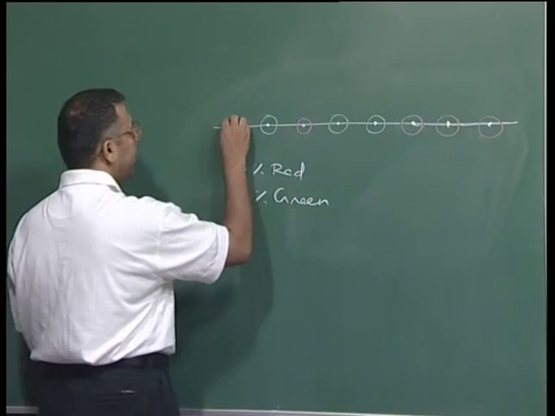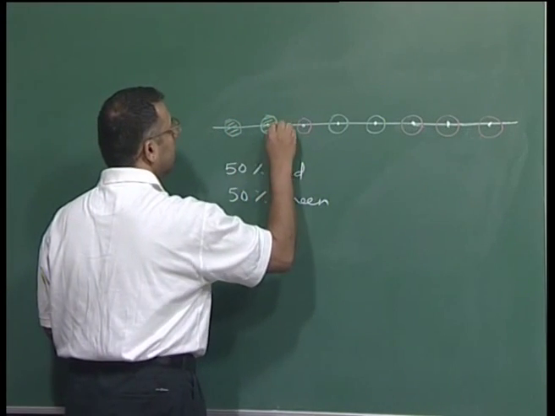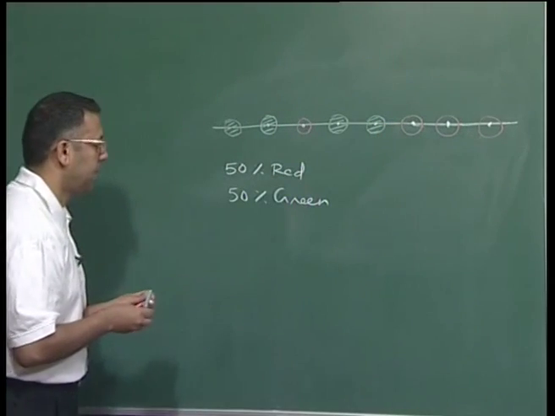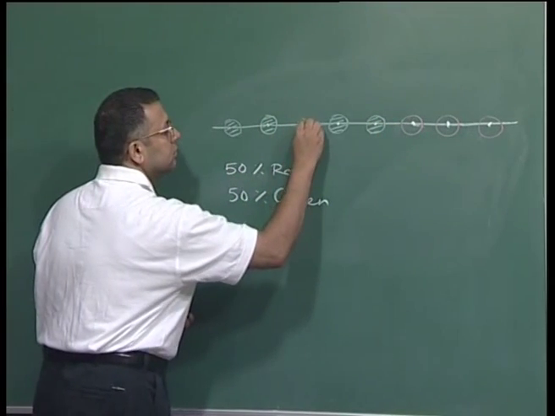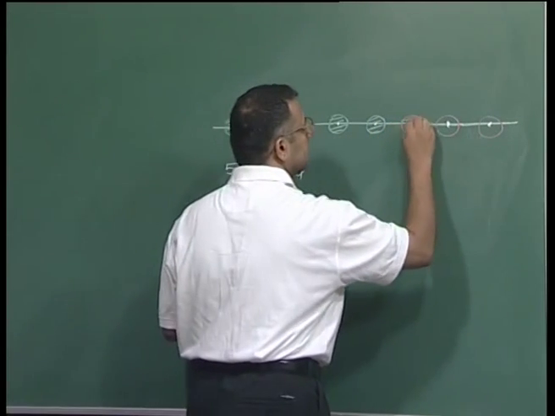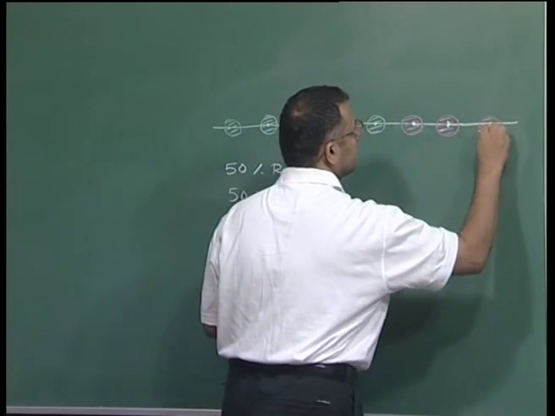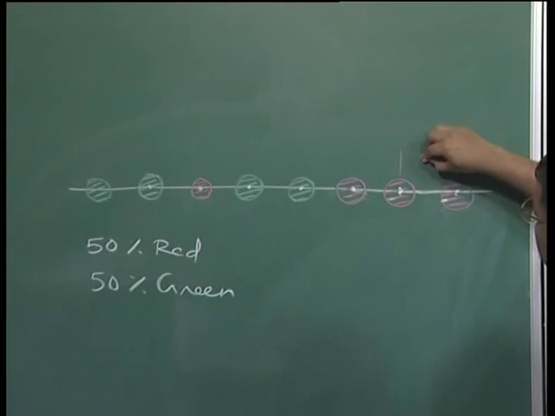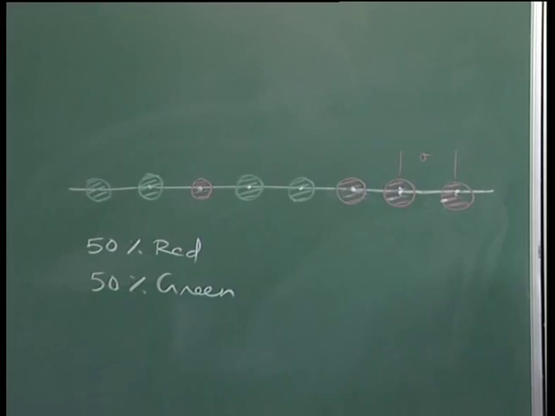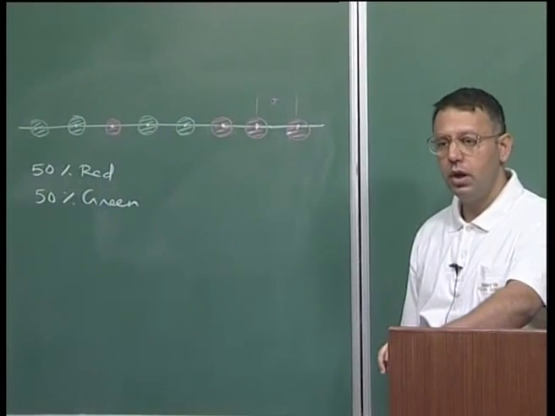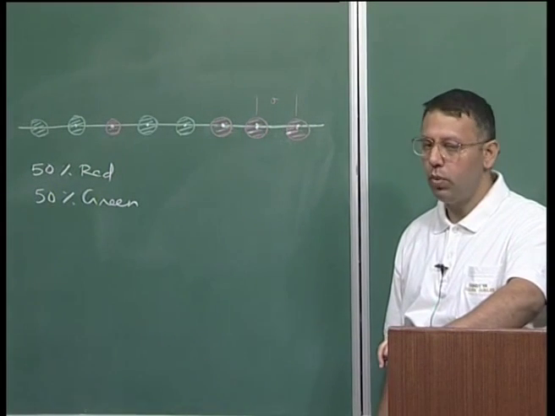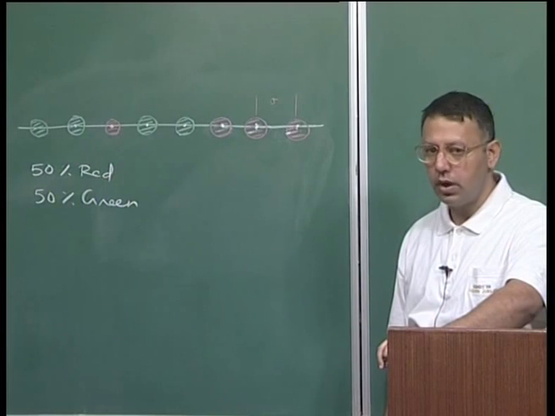So let me shade them for better visibility. So I have an array of points. For instance, I could have an array of points which are spaced A apart, and randomly I put 50% red and 50% green circles on those points. Truly speaking, in the true language, I have a disordered structure which I would call amorphous. That means it is not a crystal.